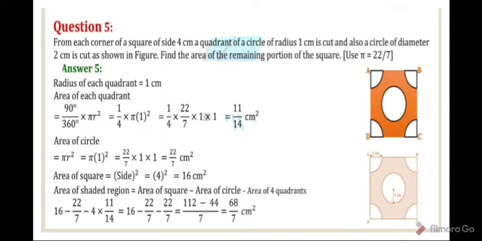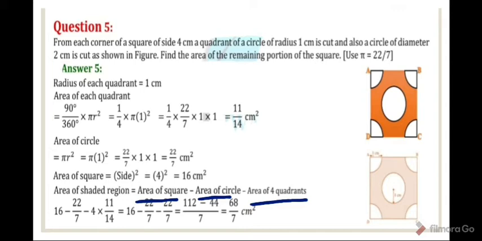Next we will find the area of the middle circle. As you can see, the diameter is 2 cm, so the radius is 1 cm, and the area is pi r square. Use pi is equal to 22 by 7, so the area of the circle will be 22 by 7. Now the area of the square is side square, that is 16 centimeter square. So the area of the orange portion will be the area of the square minus the area of the circle minus the area of 4 quadrants, as I have explained.